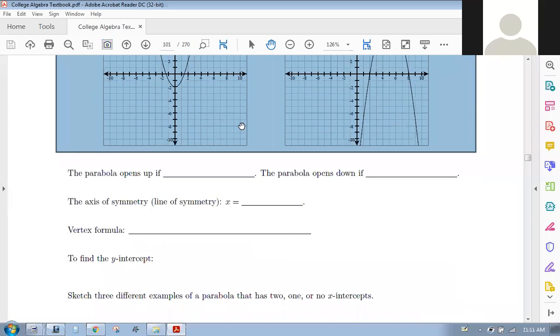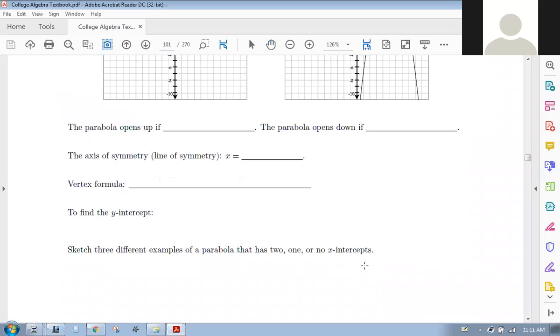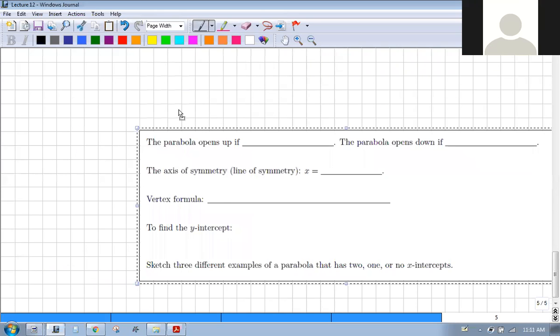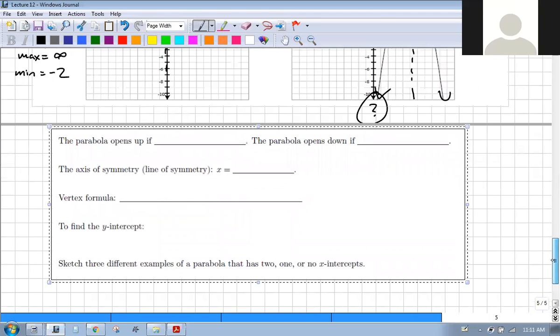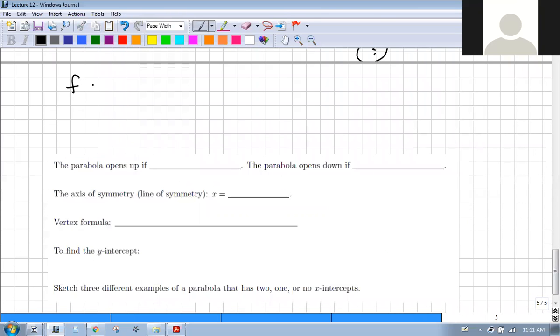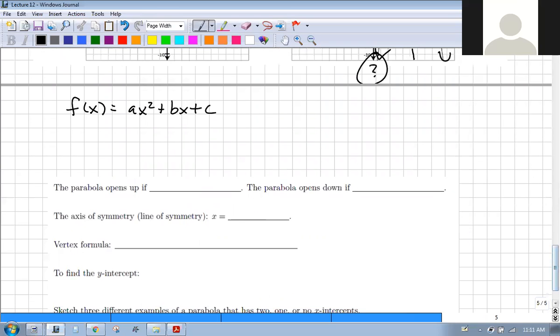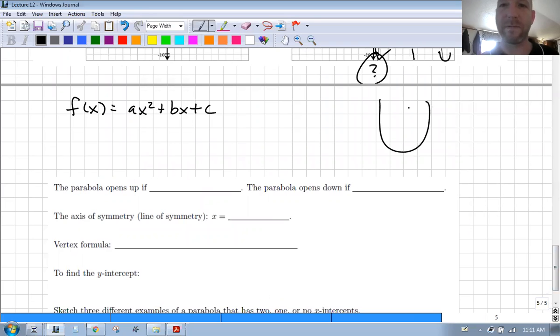All right, so let's consider this. Remember, here's your parabola: ax² plus bx plus c. Remember x² looked like this? Looks like that, right? So that means it opens upwards. When I write x², there's really a 1 here. We just don't write that. The parabola opens up if a is positive. So if this number right here is positive, it goes upwards.